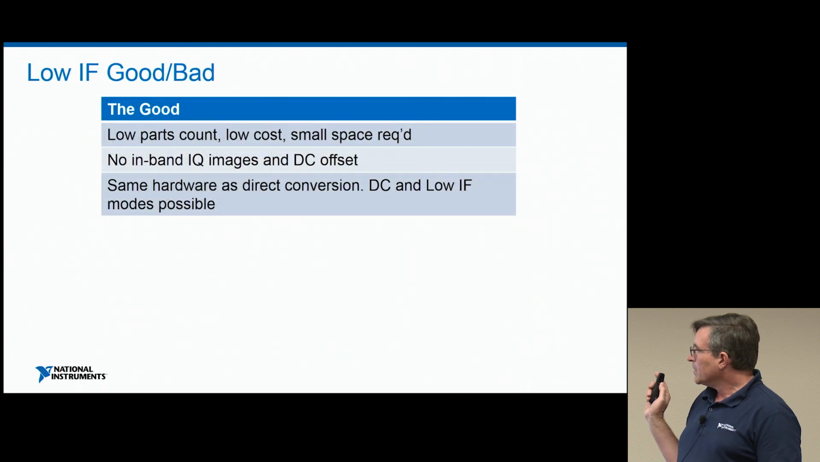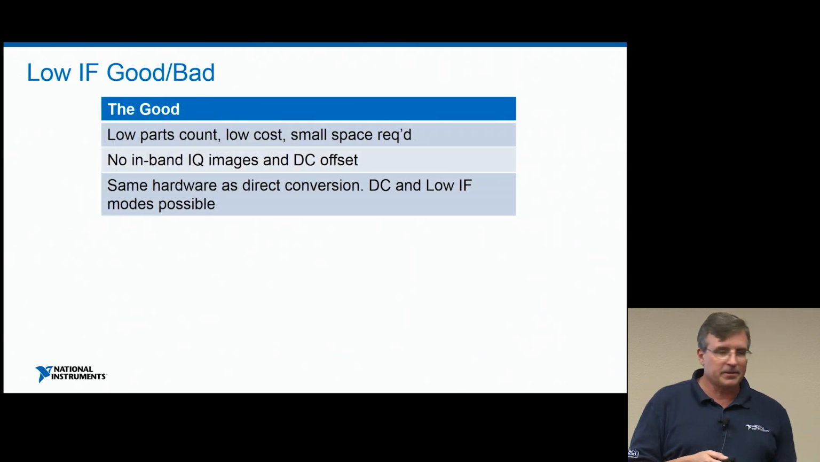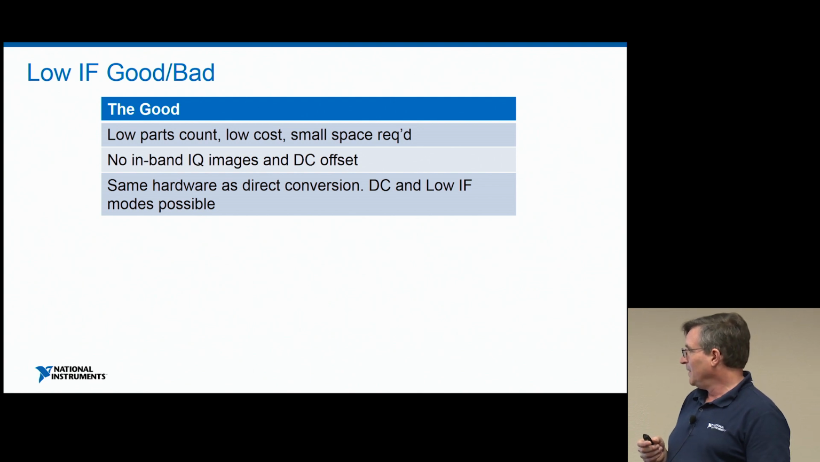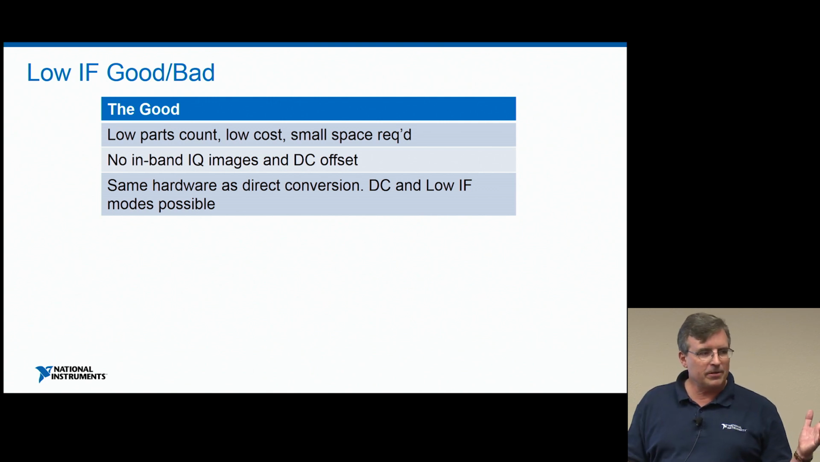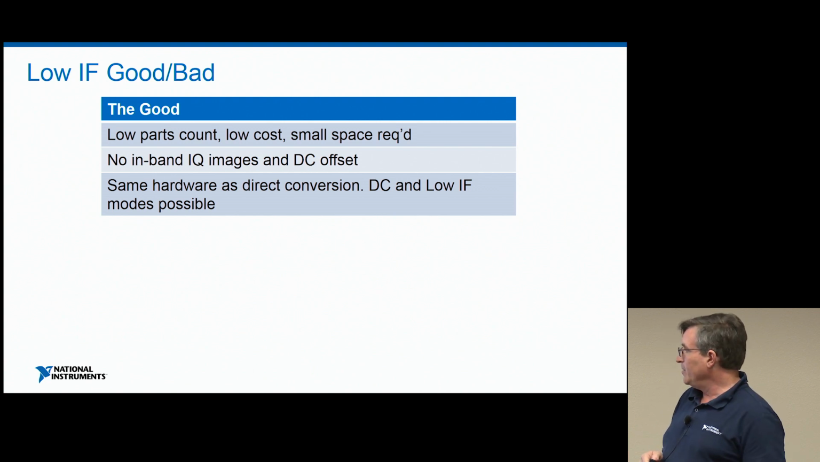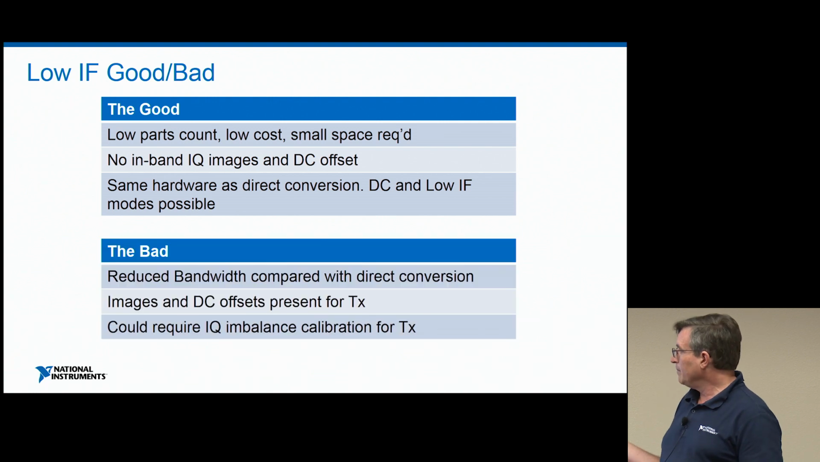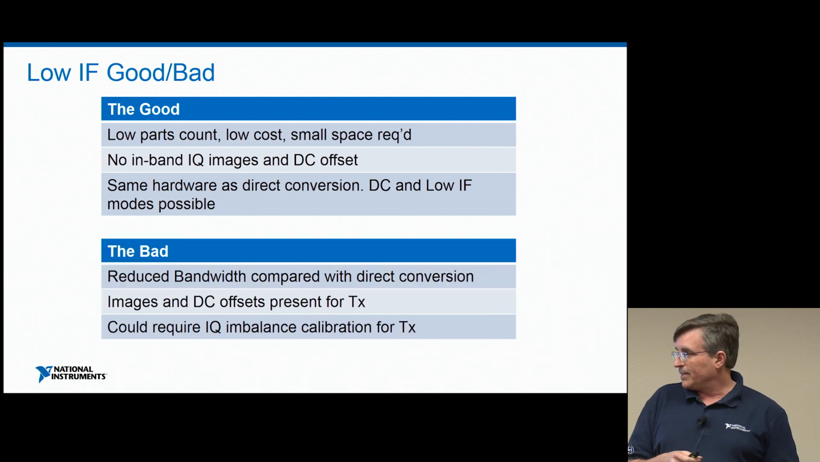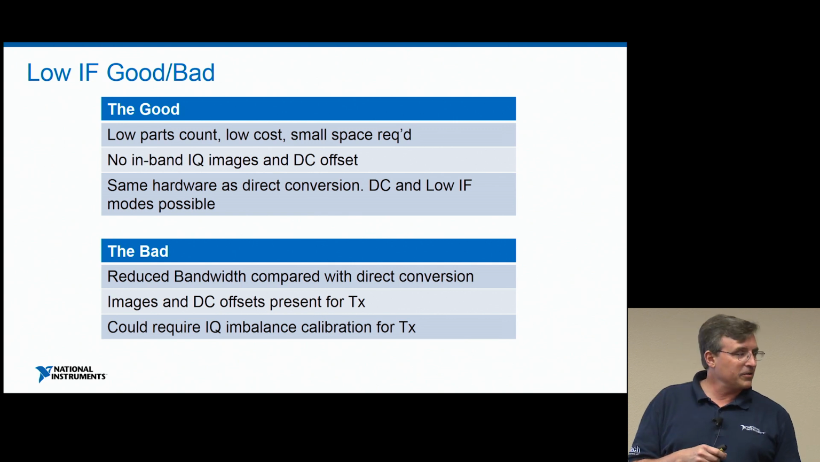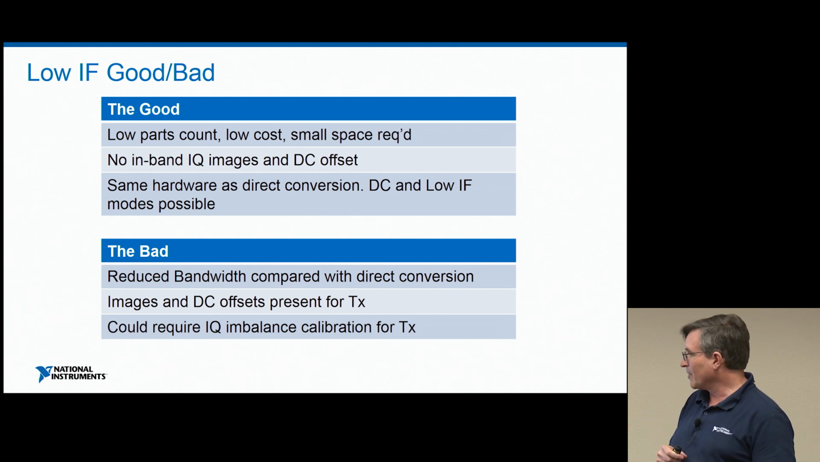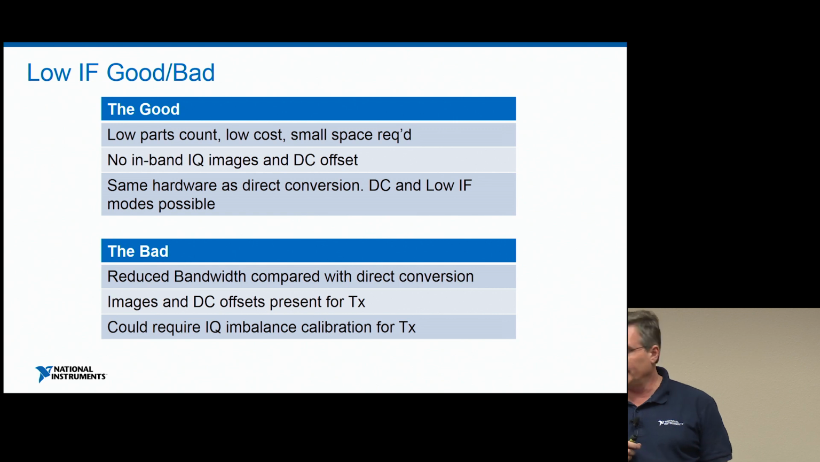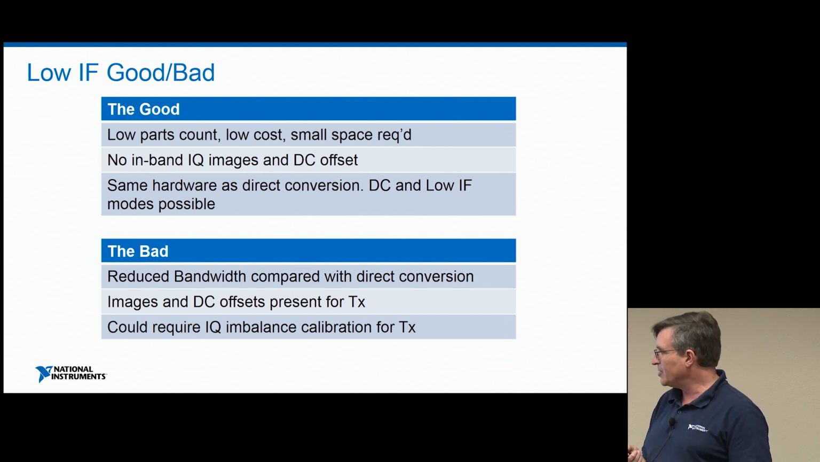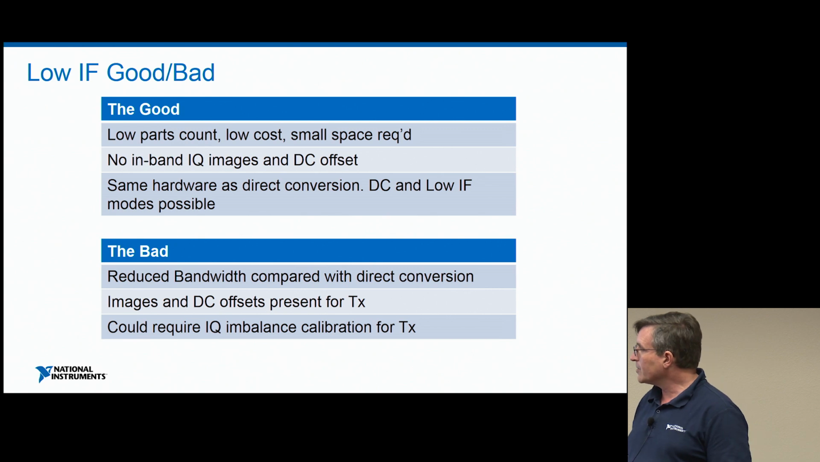Okay? So the good, same kind of comments as the direct conversion. Another advantage is you can use the exact same hardware as direct conversion. So you can either operate in wide bandwidth mode or go to the low IF mode to get better performance. And there are no in-band IQ images and DC offsets to worry about. But we do have a reduced bandwidth, but I said that we are starting to see higher sample rate data converters, so maybe we can overcome that impediment. And for the TX, well, you still have those DC offsets and images, so that could be an issue.